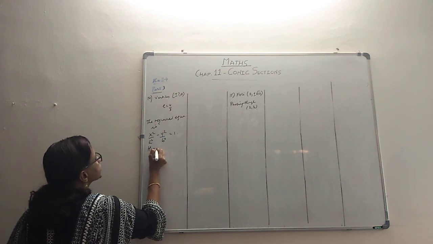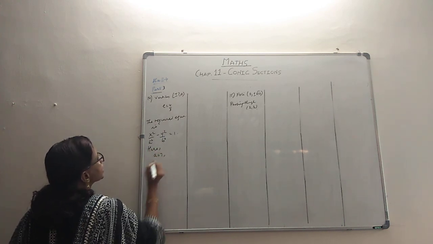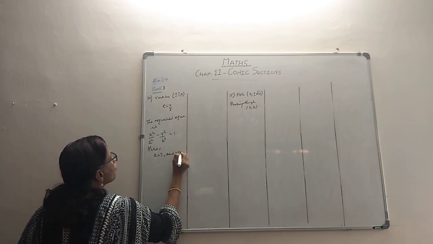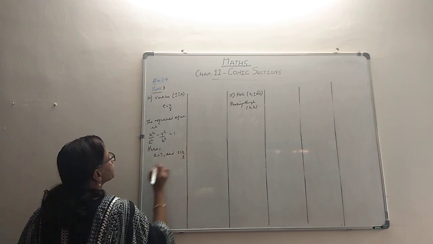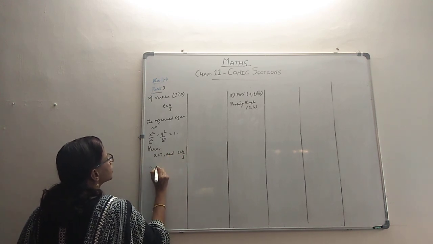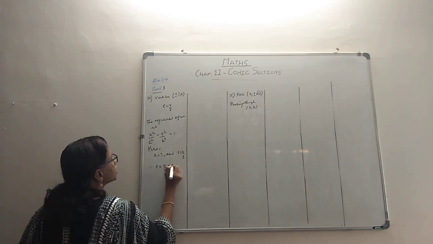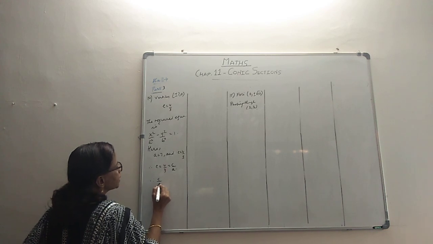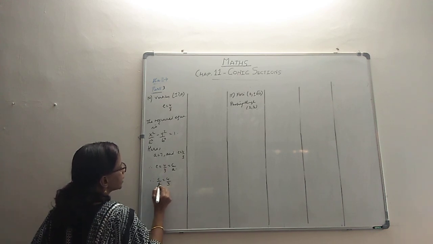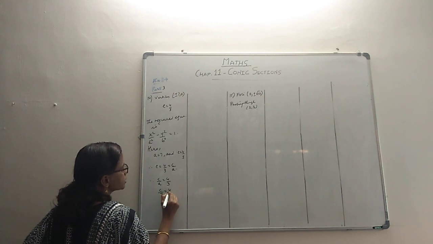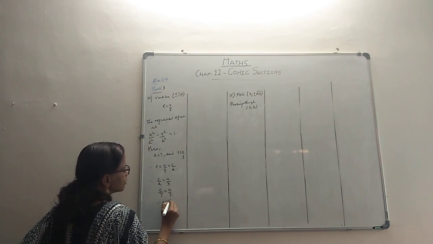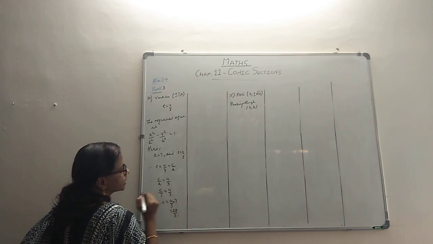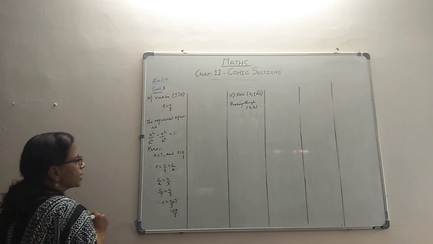Here what all things are there? Vertex a is 7 and e is 4 by 3. E by formula is also c by a. So we need to work on this. C by a is 4 by 3, but a is 7. So c by 7 is 4 by 3, which makes the c value as 4 by 3 into 7, which is 28 by 3.